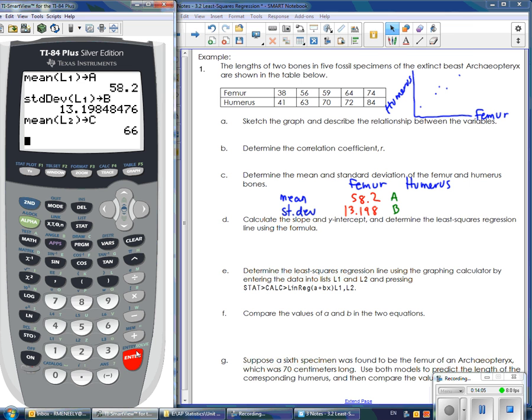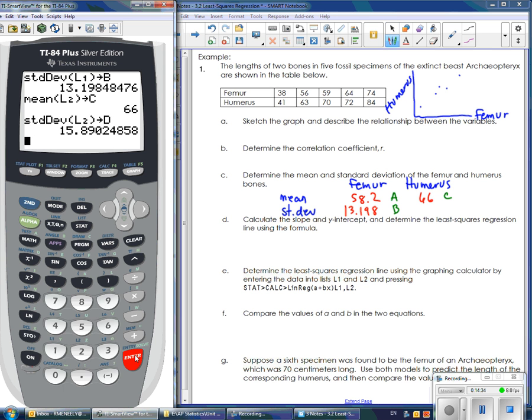Well, that was easy. So 66. And I stored that in letter C. It'd probably be easier for me just to type 66 than to call that up. And then I want to calculate my standard deviation. So again, I'm going to use the second enter to recall my previous command so I don't have to look for it. I'm just going to replace my list 1 with list 2. And I'm going to store the standard deviation in letter D. Okay. And so 15.89. And I'm storing that in letter D.